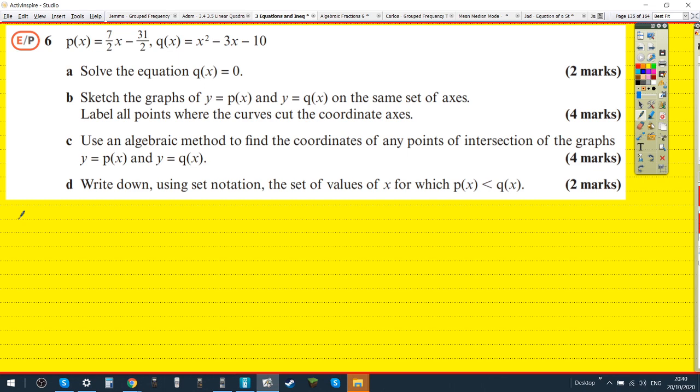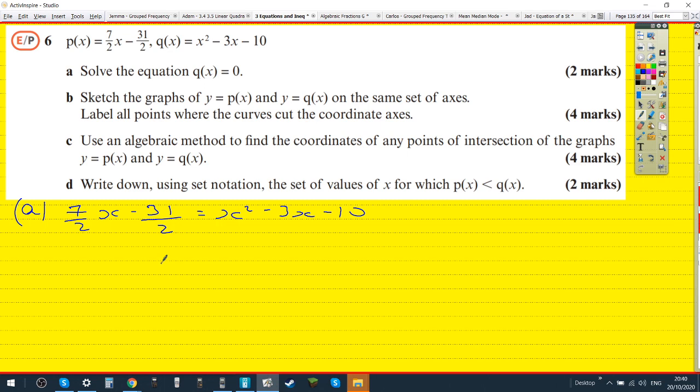So, would you make them equal to each other first? Yep. So it'd be 7 over 2 x minus 31 over 2 equals x squared minus 3x minus 10. And then you add 10 to both sides. Hang on. You've got 3 things on the right and 2 on the left, so is it better just to move them from the left to the right then? Yeah. Okay.